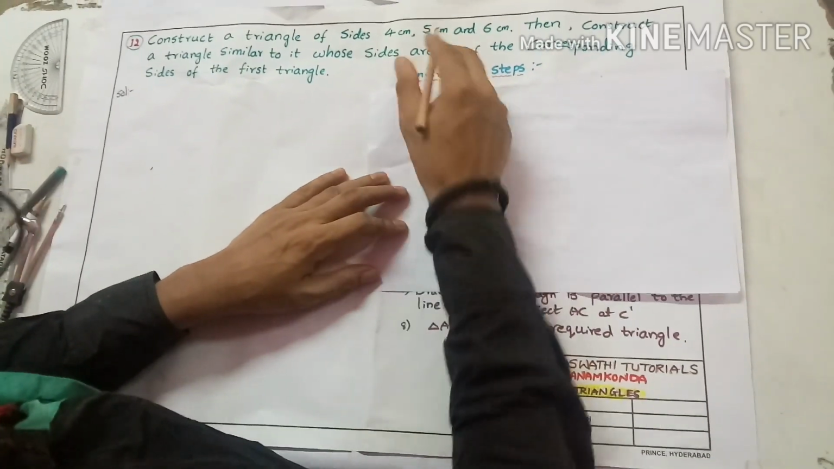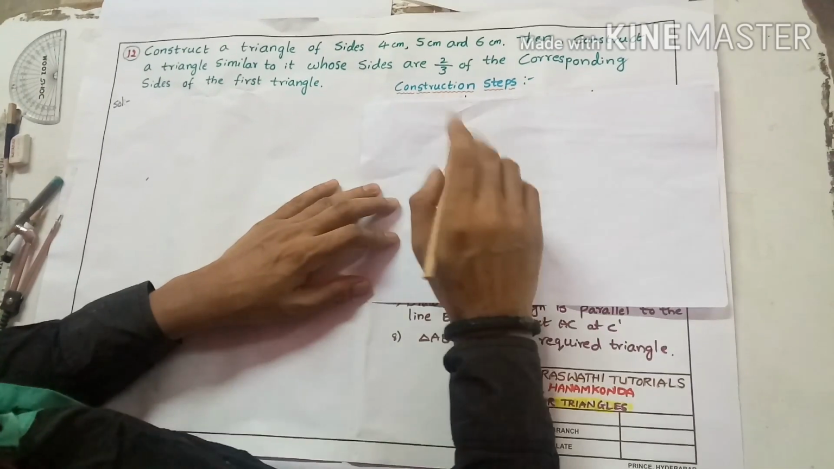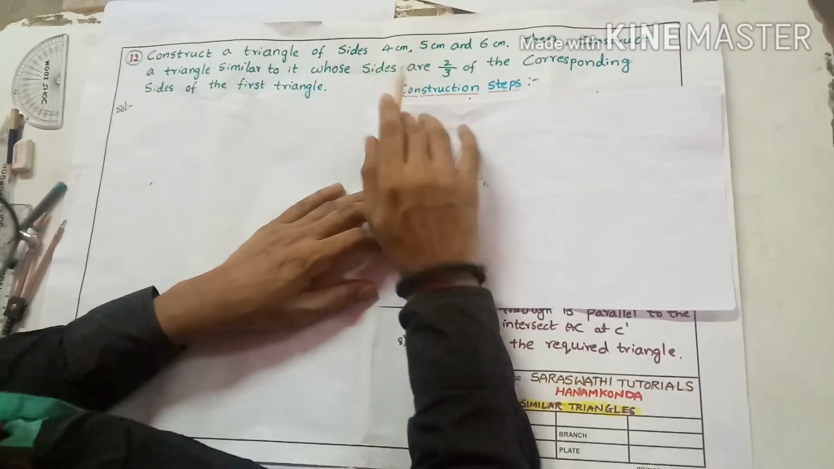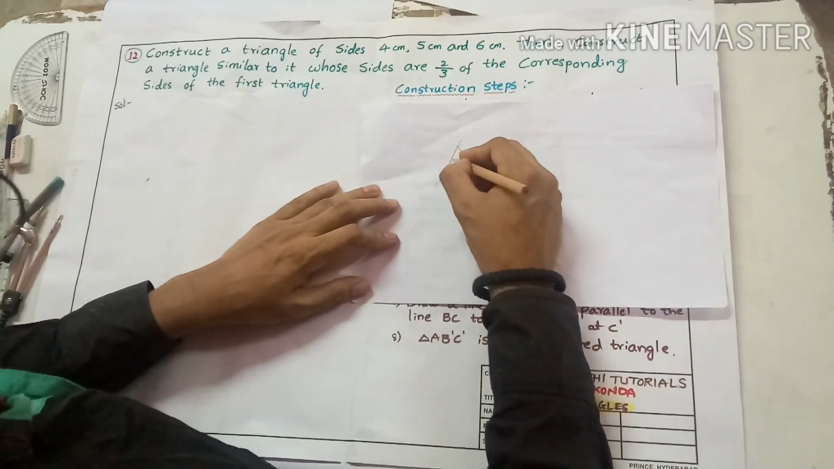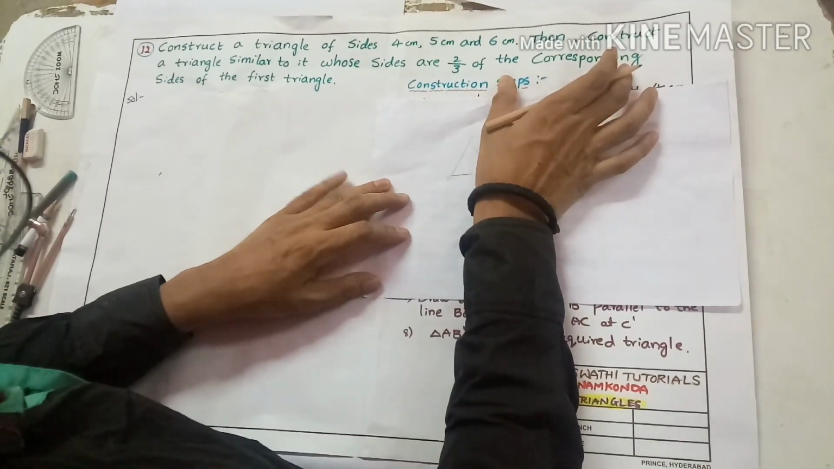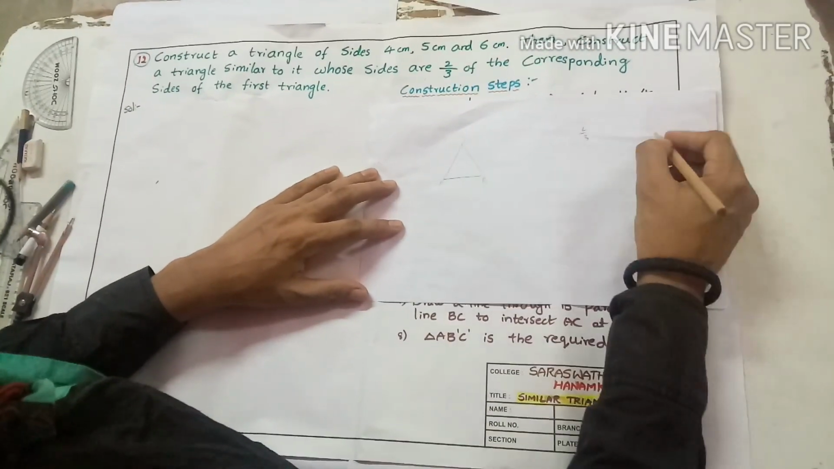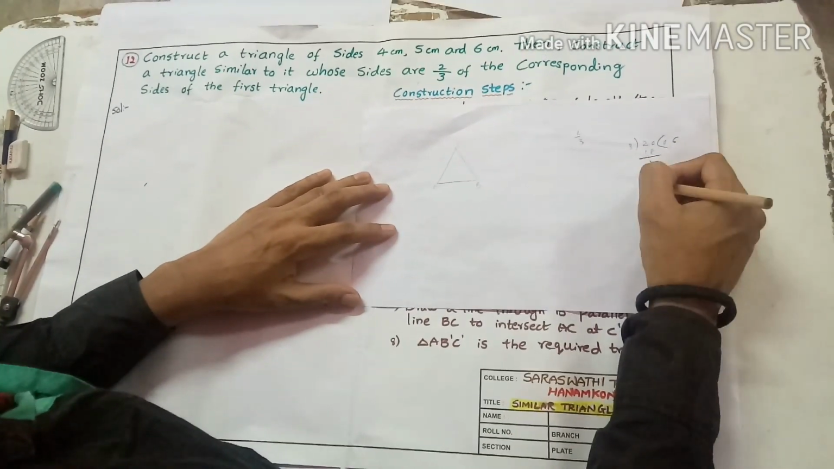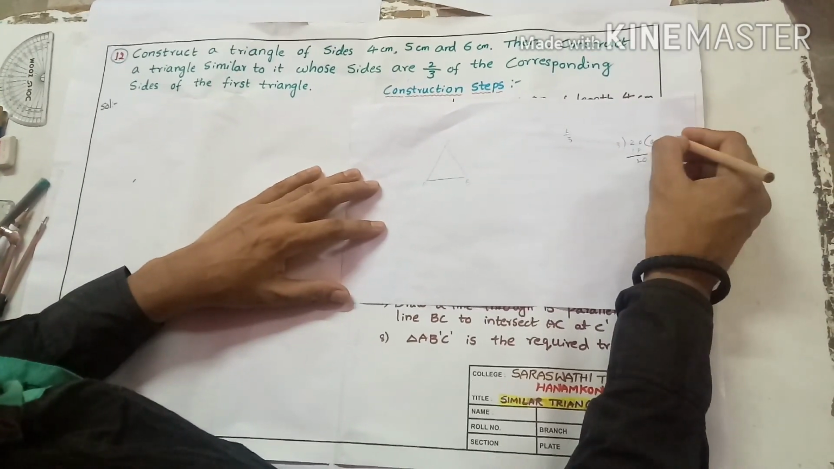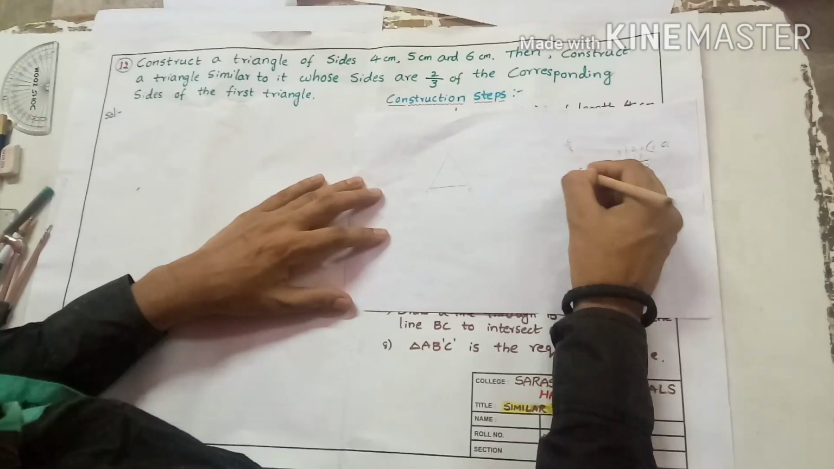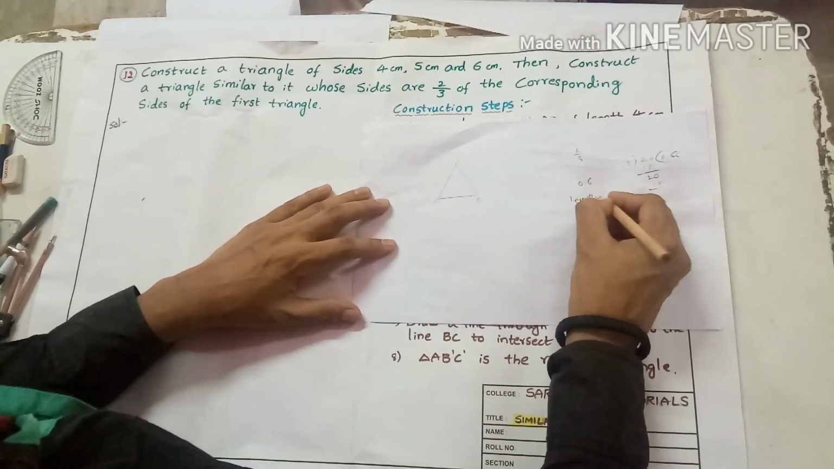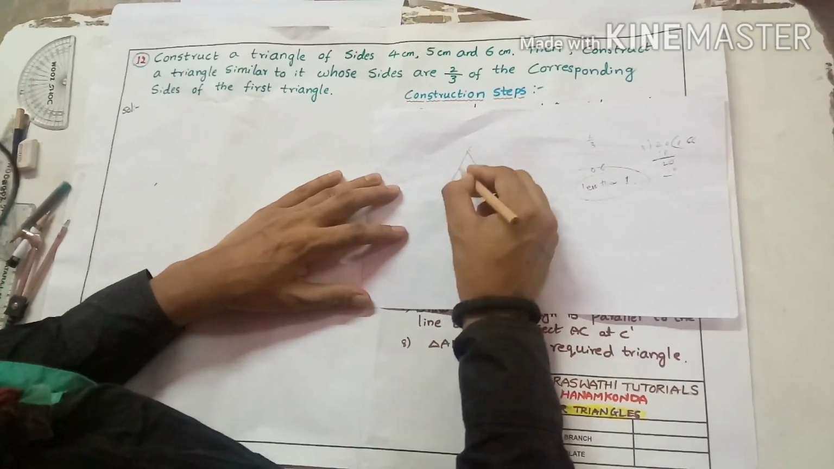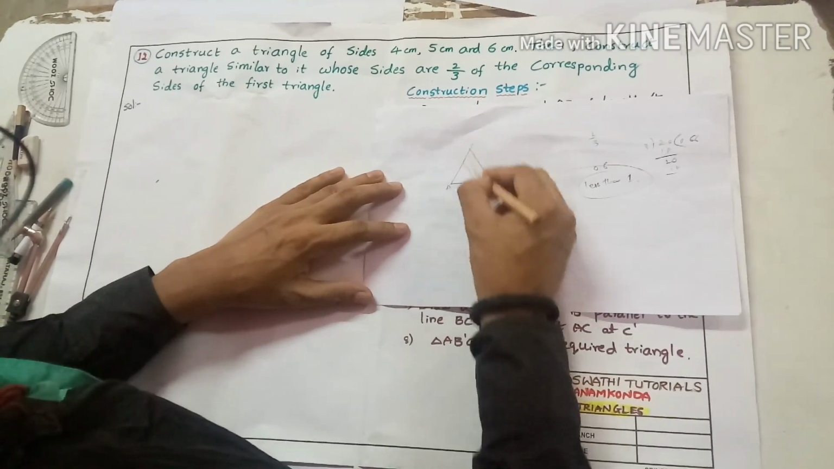First, construct a triangle with the given dimensions. This is the given triangle. Next, we construct another triangle whose sides are 2/3 of the corresponding sides of the first triangle. If we divide 2 by 3, we get 0.6 something, so that value is less than 1. That means the required triangle is smaller than the given triangle.